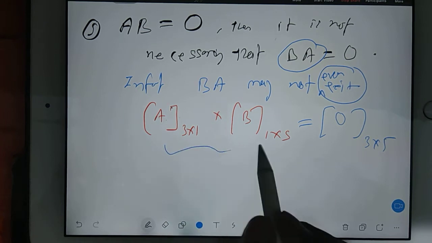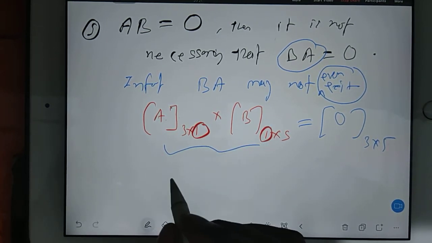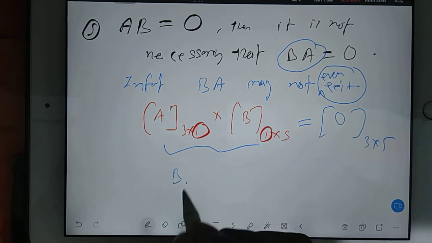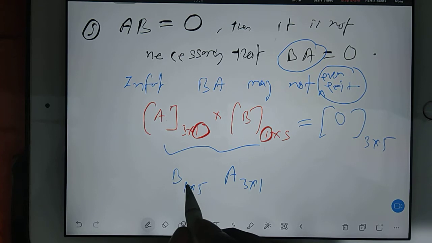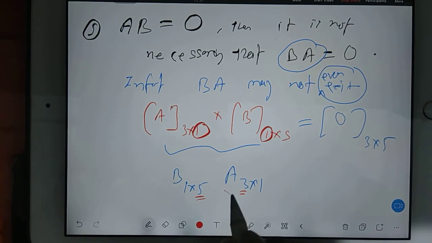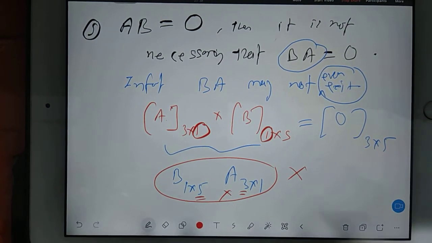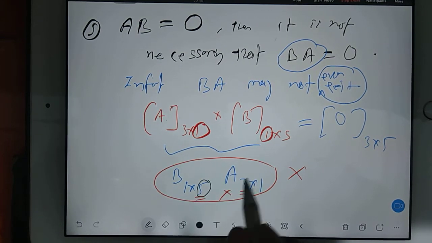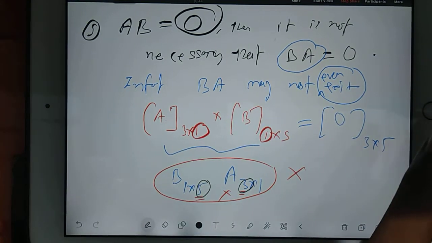But you can see here this product is possible because 1 and 1 is matching. But if you do the reverse, like B which is of order 1 into 5 and A which is of order 3 into 1, in a hurry you may think okay 1 and 1 is matching, but no guys, you don't have to check that part. You have to check this 5 and 3. They are not matching, so this product will not exist. And even if these two are equal, it is not necessary that the same answer will come.